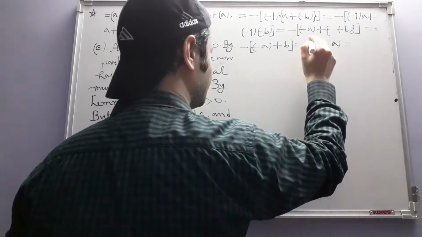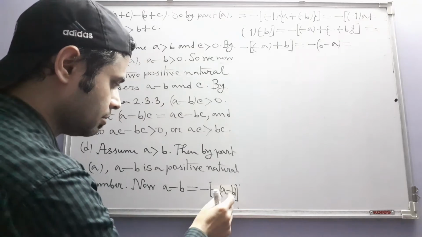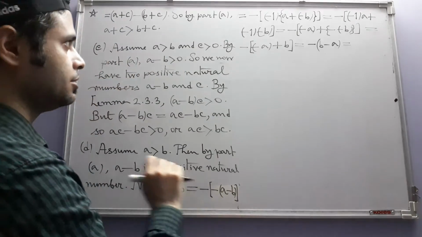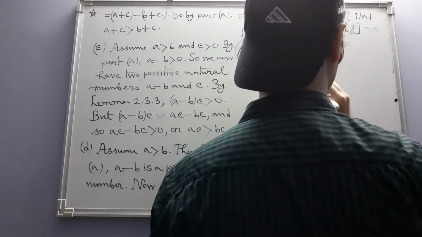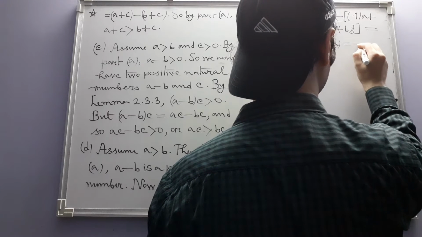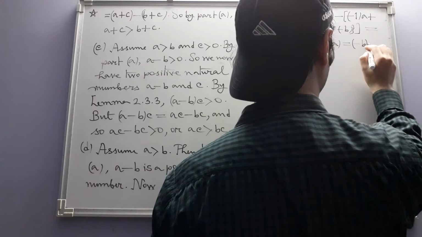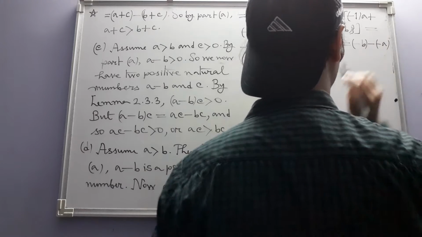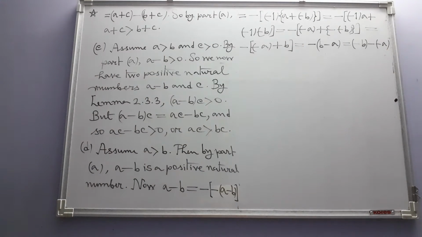And we already have a minus outside. So it changes and minus comes with B. So minus B minus A. Does it make sense now? Yes.